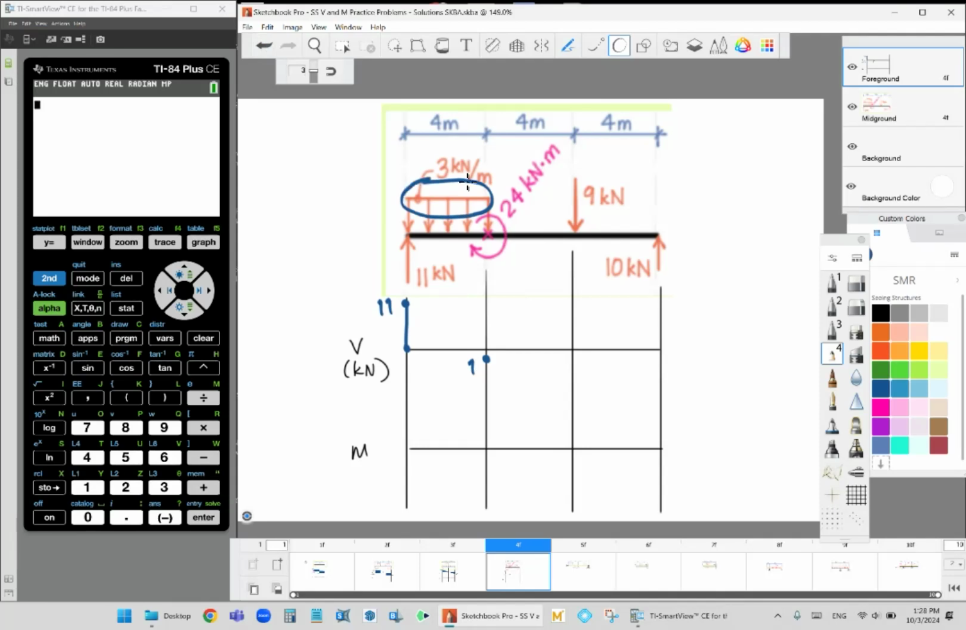How do I get there? Constant integrates to linear. A moment does not affect the shear diagram. It only affects the moment diagram. So we ignore it. 9 kilonewtons down, -1 minus 9 lands me right about there. -10. I do make an effort to draw to scale-ish.